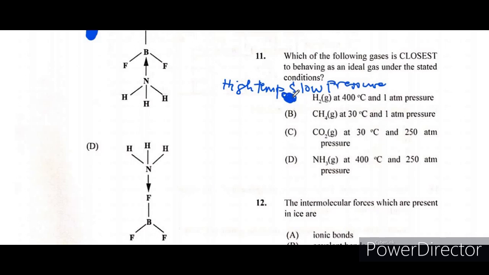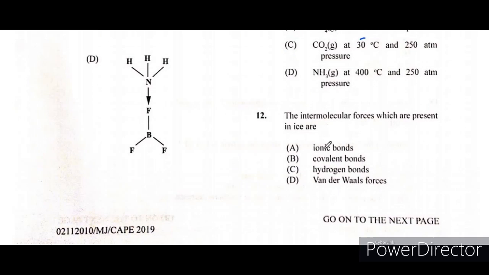That's methane at 30 degrees. That's a bit low for the temperature. And here they have the other way around, low temperature, high pressure. That's a deviation away from the ideal gas condition. This is ammonia at 400 degrees Celsius. High temperature, yes, but high pressure as well. No, we need low pressure. So 11 is A. Number 12 says the intermolecular forces which are present in ice are hydrogen bonds.